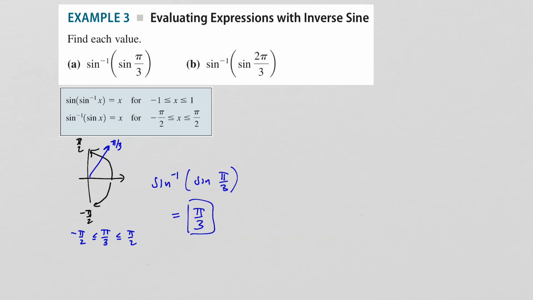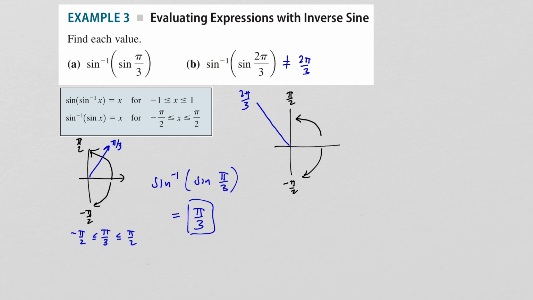Now, for the second one, we have the inverse sine of the sine of 2 pi over 3. But if you look at 2 pi over 3 as an angle, remember, of course, pi over 2 is here, negative pi over 2 is here, so we need that angle to be in between there to cancel. But 2 pi over 3 is over here. Okay, so the inverse sine of the sine of 2 pi over 3 is not 2 pi over 3. In other words, these do not cancel out.